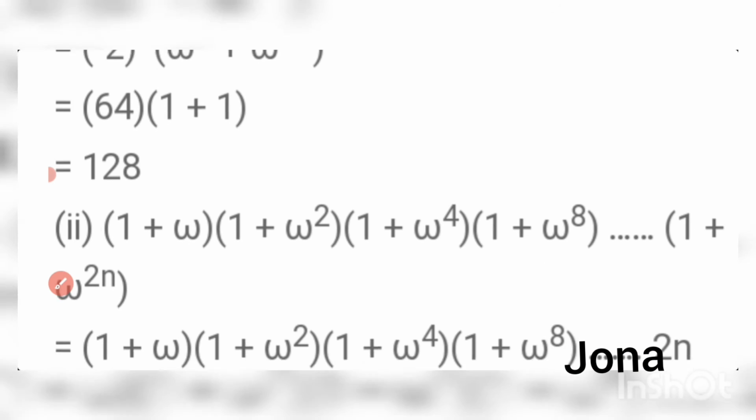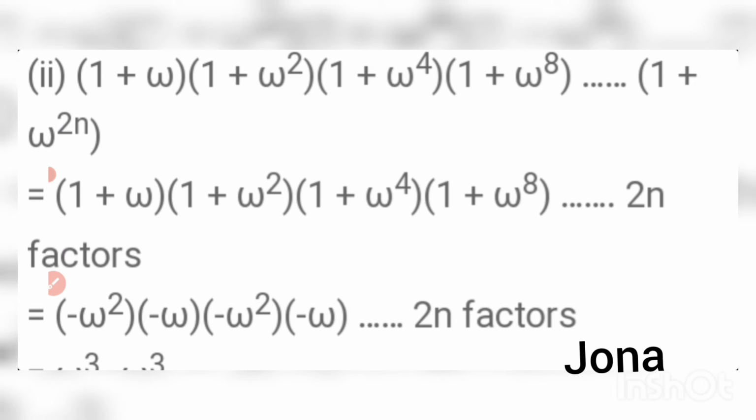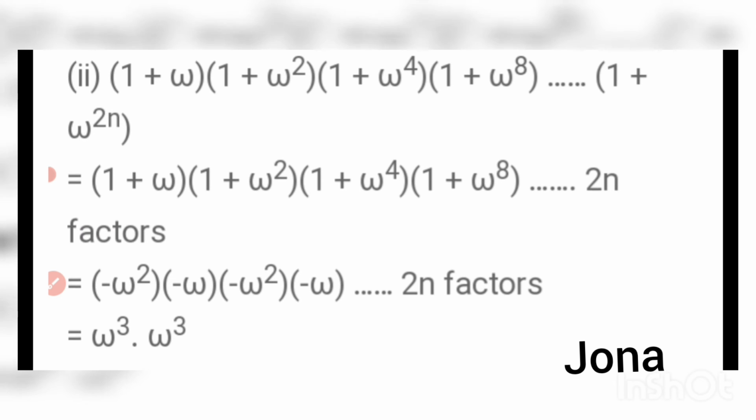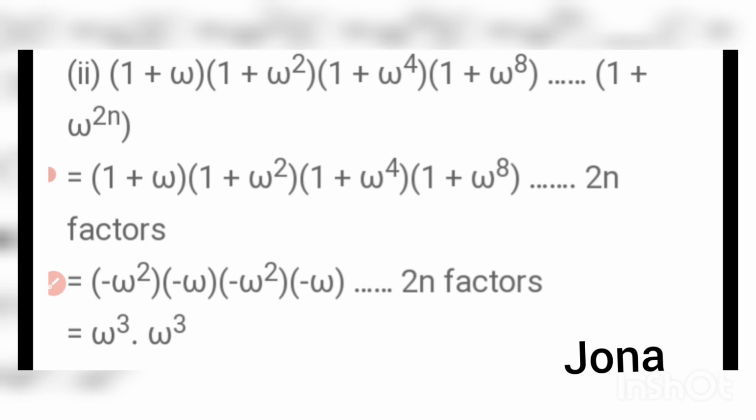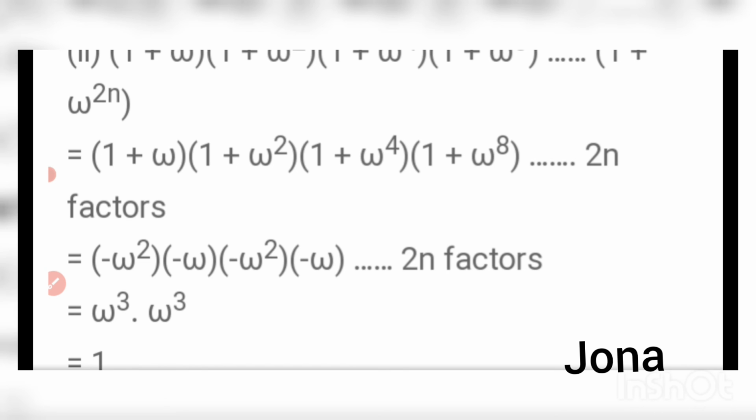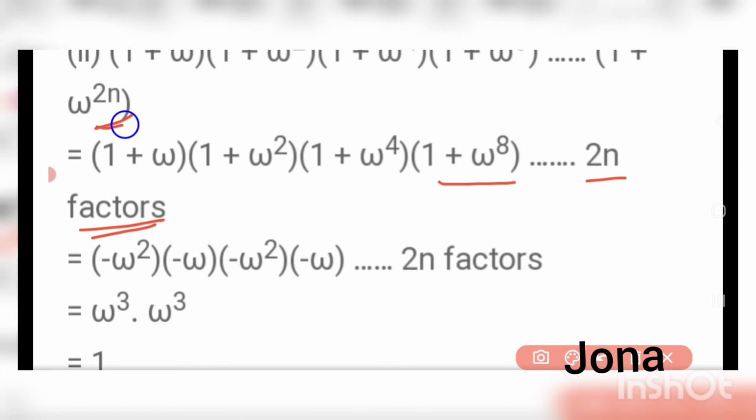And let me see the second one. (1 plus omega) into (1 plus omega square) into (1 plus omega power 4) into (1 plus omega power 8) etc., (1 plus omega power 2 power n). So it's nothing but from 1 to 2n, factors are given here. Okay, so we can write this as (1 plus omega) into (1 plus omega square) into (1 plus omega power 4) into (1 plus omega power 8), etc. These are 2n factors, because here it's given 1 plus omega power 2n, that is 2n factors are there. So we can simply write the value of this.